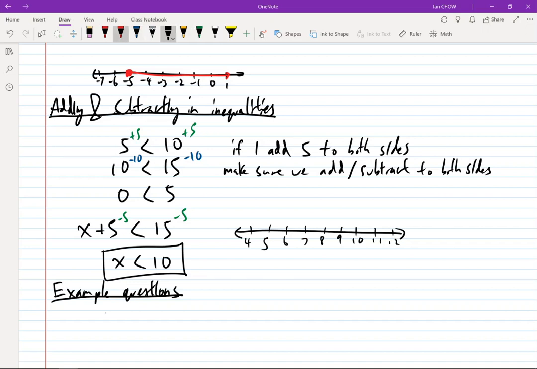Then what I would do is, if x is less than 10, of course, it will be a hollow dot on 10. And then I'm going to draw an arrow that goes to the left side. So that's graphing my solution.